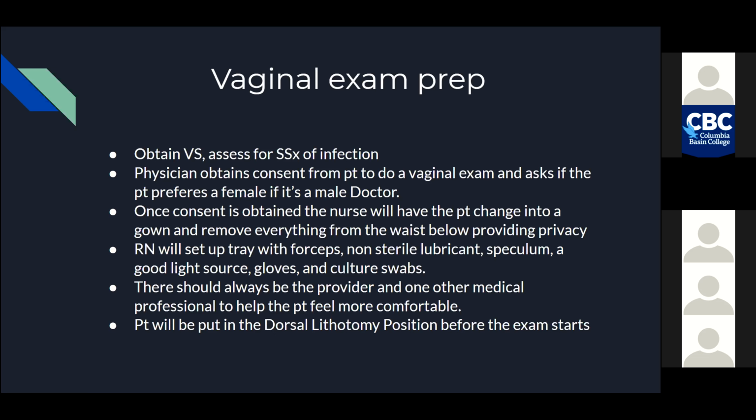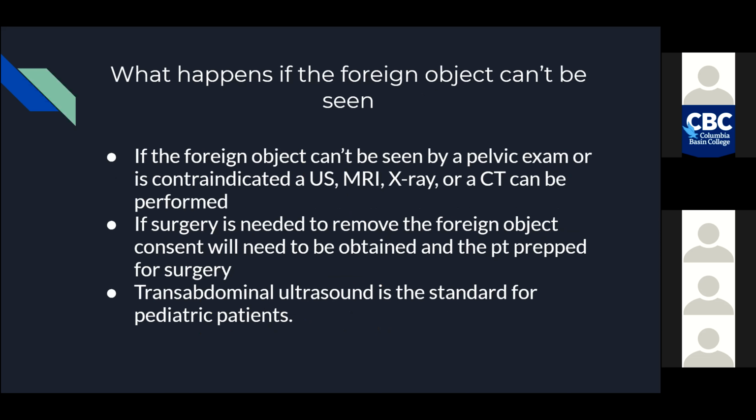Before the exam begins, the patient will be put in the dorsal lithotomy position. What happens if the foreign objects can't be seen? If foreign objects can't be seen by a pelvic exam, or it's contraindicated to do a pelvic exam, they can do an ultrasound, an MRI, an X-ray, or a CAT scan. The physician will determine that. If surgery is needed to remove the foreign object because it's too big, because of the way it's lodged, or too sharp, consent will need to be obtained for that, and the patient prepped for surgery.